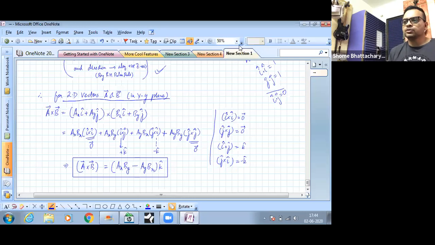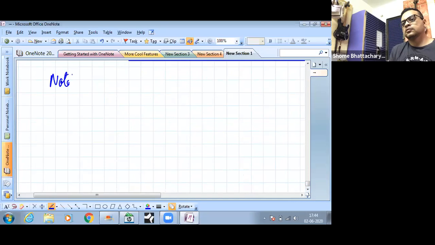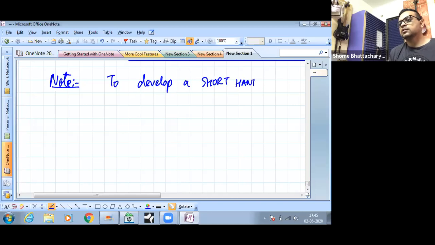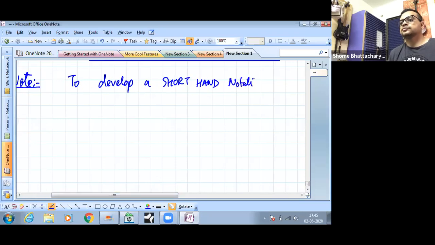Okay, now for the shortcut formula to remember it. To develop a shorthand notation for this formula, we use something called the determinant of a matrix. Okay, and in this case, a 2 by 2 matrix.